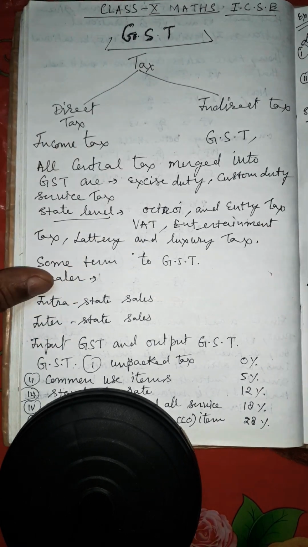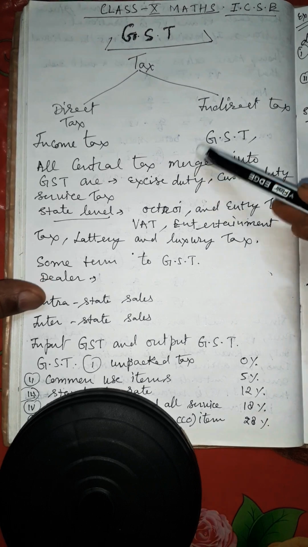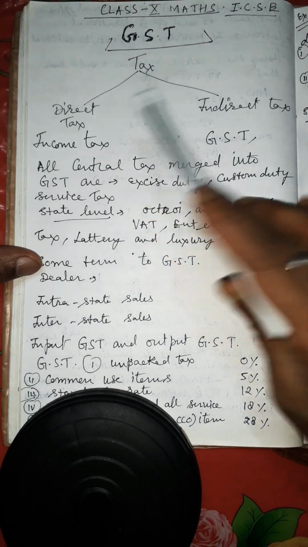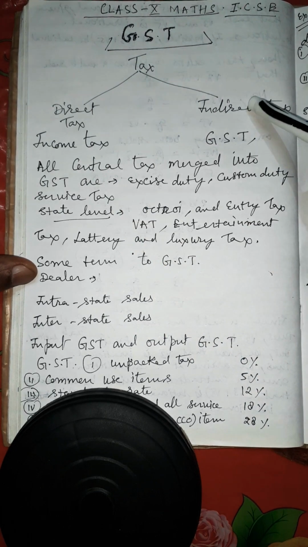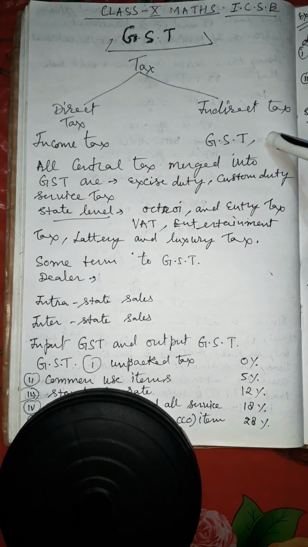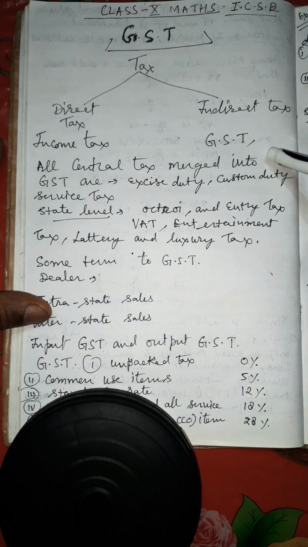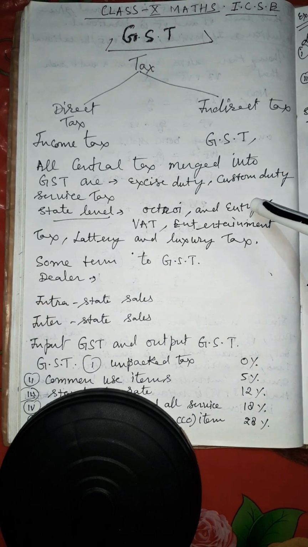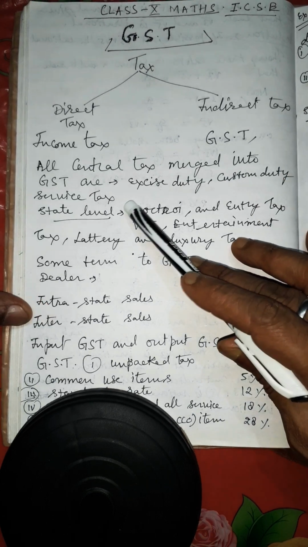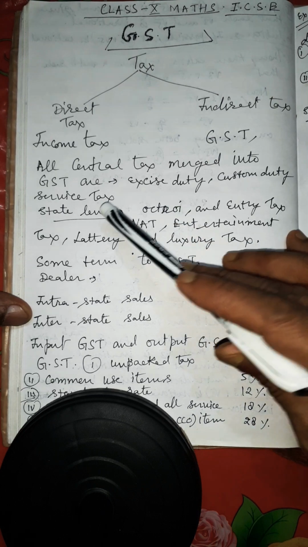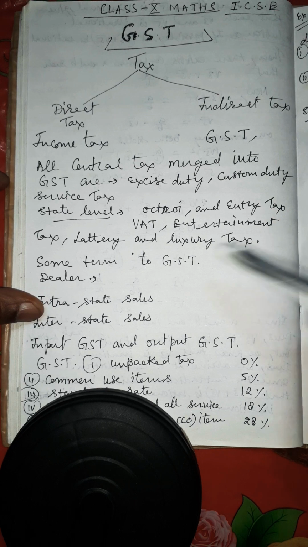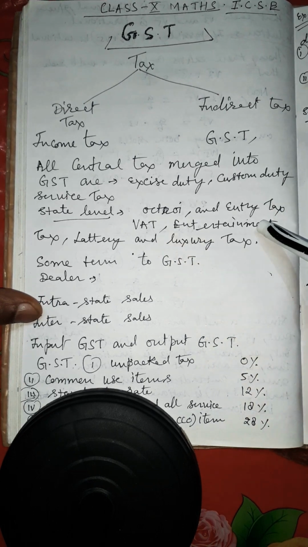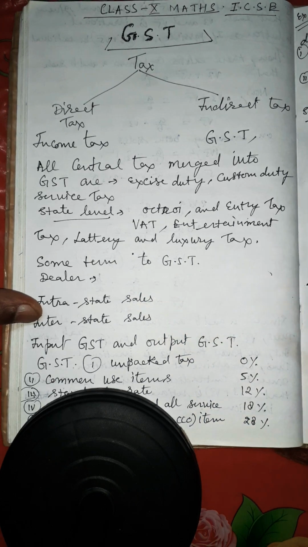First of all, the tax. We have two types of taxes, direct and indirect. Direct tax is income tax. Indirect taxes are many. But now the GST comes in. All the central taxes merge into the GST: excise duty, customs duty, service tax. State taxes are also involved in this: octroi, entry tax, VAT, entertainment tax, lottery, luxury tax.